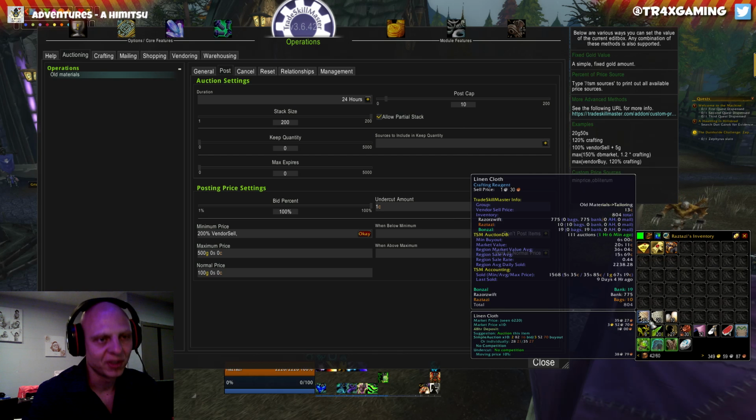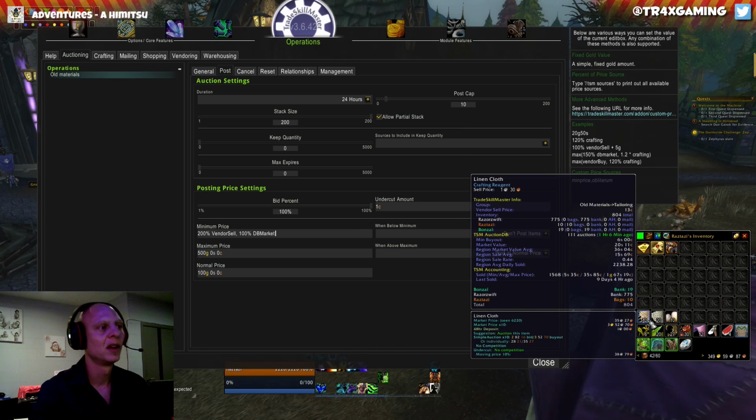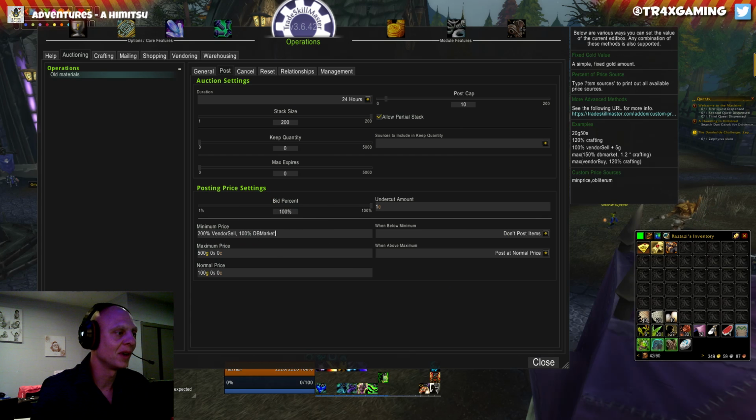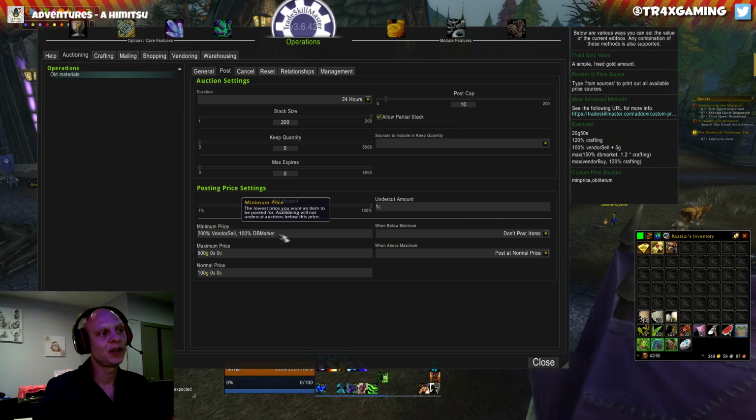Market value is 20 silver and 11 copper. So if I put in 100% DB market, it will list it for 20 silver, 11 copper a piece. But invalid custom price. If you are using this, you will have to tell TSM what it's going to use.